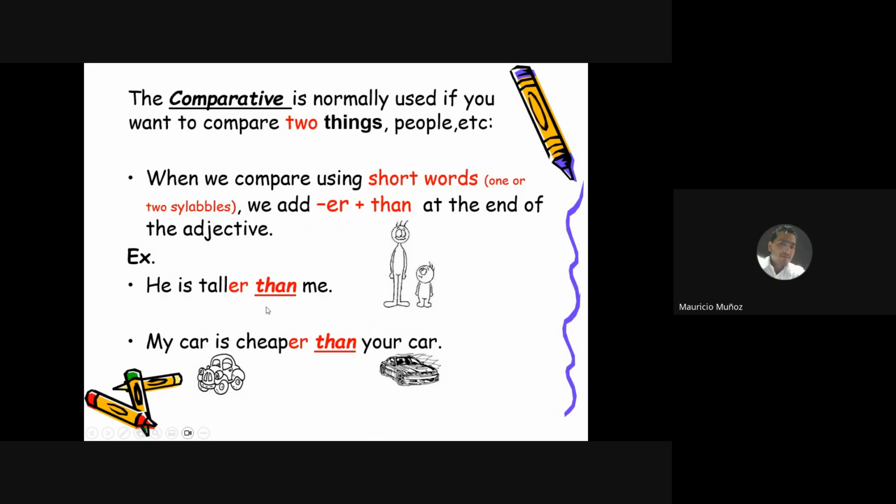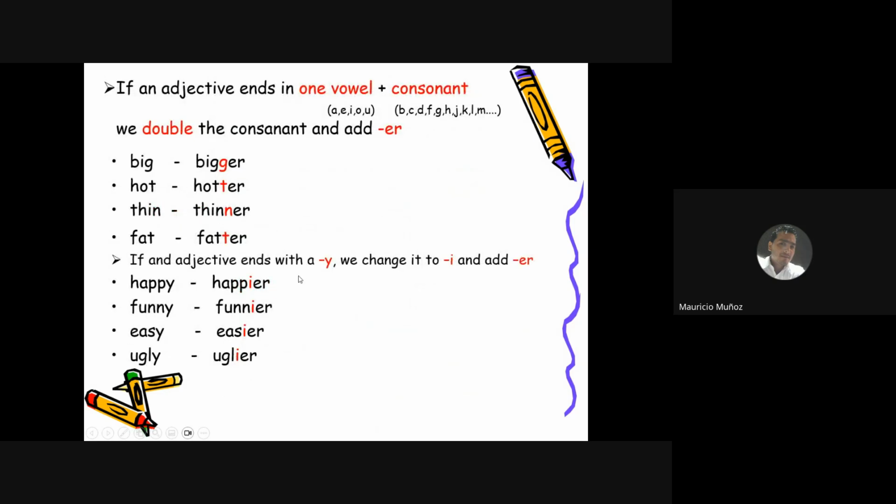He's taller than me. Or the other sentence, my car is cheaper than your car. Mi auto es más barato que tu auto. Cheaper is a comparative. Okay. So let's see. These are the rules to understand this. Okay, now these are the rules for short adjectives.